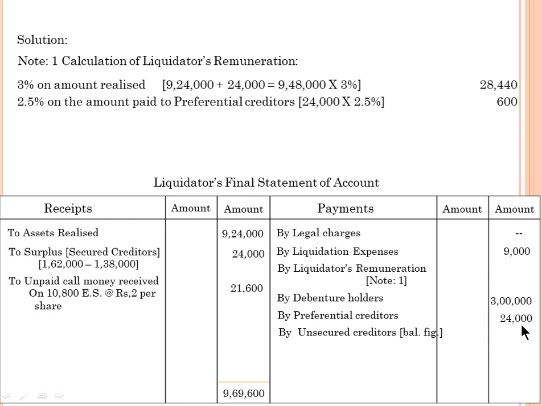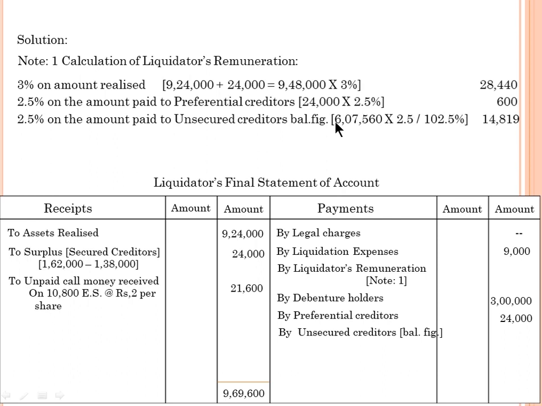And finally, what balance do we have? 6,07,560. Now, 2.5% on the amount paid to the unsecured creditors is the balancing figure. How much do we have to pay to the unsecured creditors? 8,51,094. How much balance do we have? 6,07,560. So, is it sufficient or insufficient? Insufficient funds.